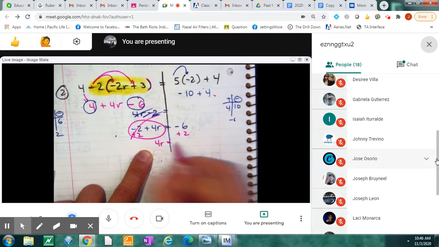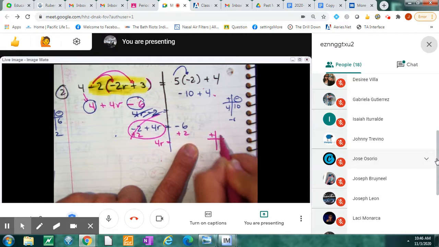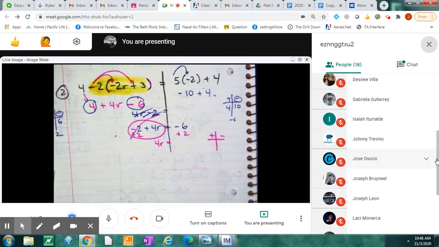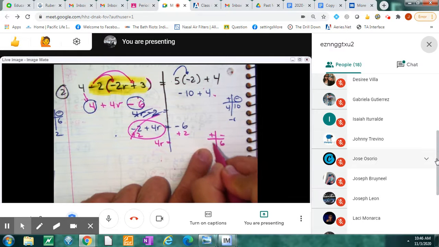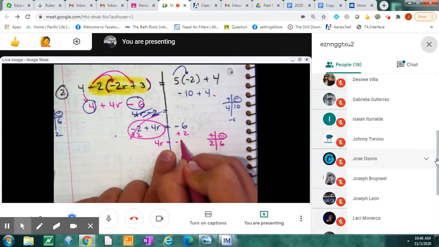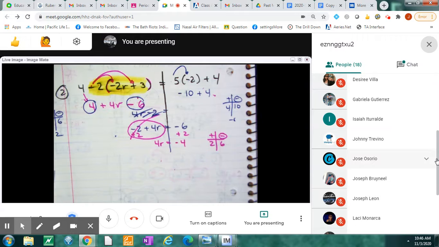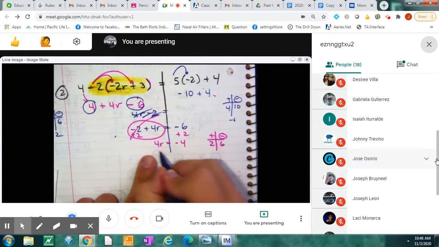So what comes down? 4R equals, again, T chart. Once you multiply, everything is T chart until the end when you divide. -6 plus 2 is -4. Okay, we got -4. And now what do we do? What do we do, guys? They're together, 4 and R. Divide. Let's go, divide.